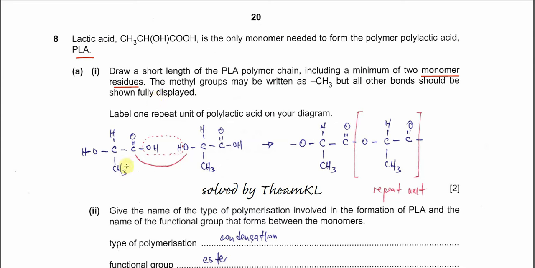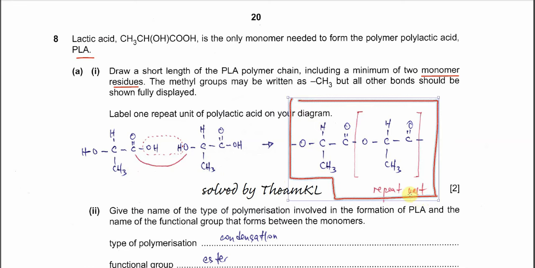So just follow the methyl groups. You can do like this. The others are all displayed, meaning the CH bond and CO bond are all displayed. Now, this is the answer that you should give. Okay, how to form this one?